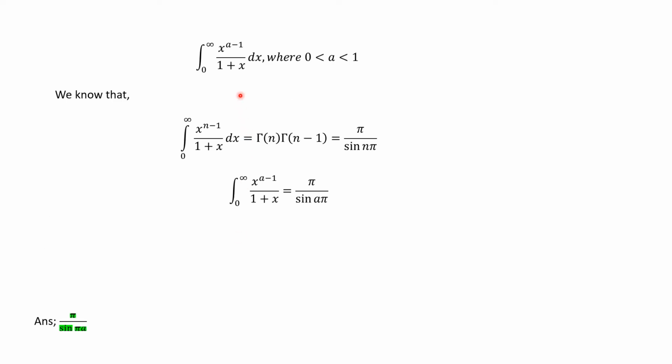And here is the solution. We all know that the integration from 0 to infinity of x to the power n minus 1 by 1 plus x dx is equal to gamma n times gamma 1 minus n, which is equal to pi by sine n pi. And because here in place of n it has been given a, we can write it as pi by sine a pi. So the answer will be pi by sine pi a, or pi by sine a pi.